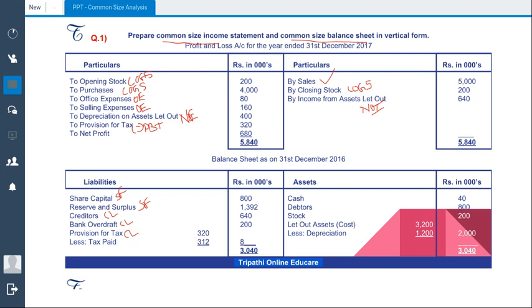On the asset side, we have cash, current asset. Debtors, current asset. Stock, current asset. Let out asset, this will go under fixed asset. Although you have let out, you have given your asset on rent, but it will be considered as your fixed asset. So let's start. So the first item under income statement, vertical income statement, we take sales, which is 5,000.